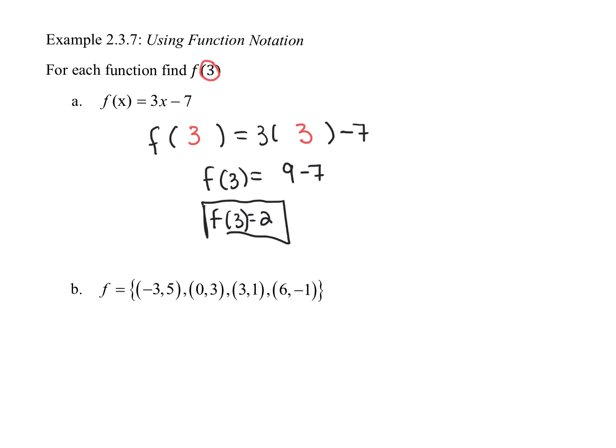Every time I'm doing f of 3, so on letter B, it's normally f of x, but now they're asking me to do f of 3. So my x's are 3's. So I'm looking, that's not a 3, that's not a 3. Oh, that's a 3. So when f of 3, when I plug in a 3, I get out a 1.